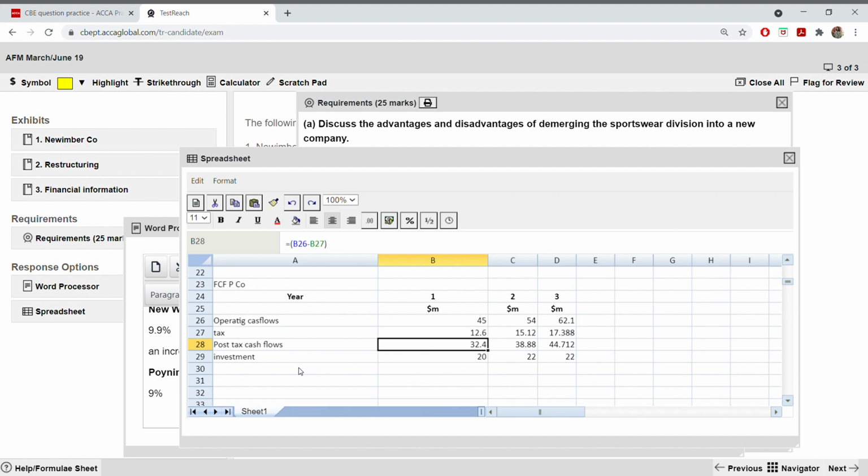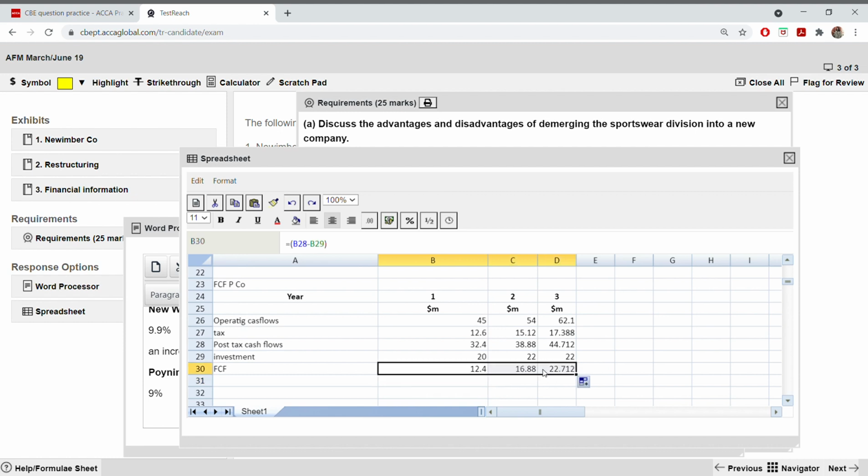Next it is free cash flow. Free cash flow, you can write FCF. How do you find the free cash flow? Simply your post-tax cash flows minus your investment. Drag it to the other cells.